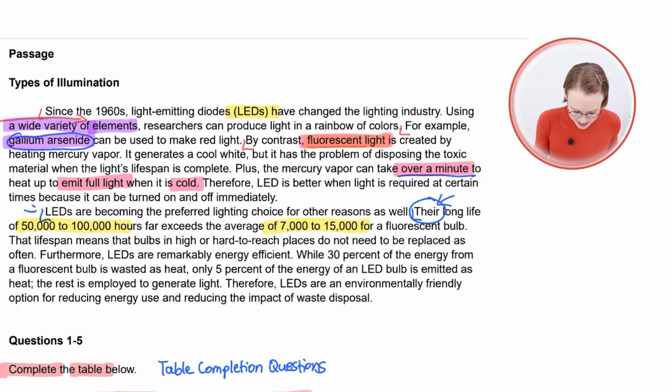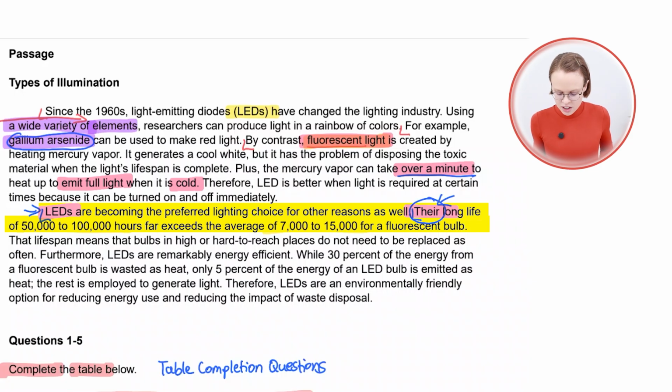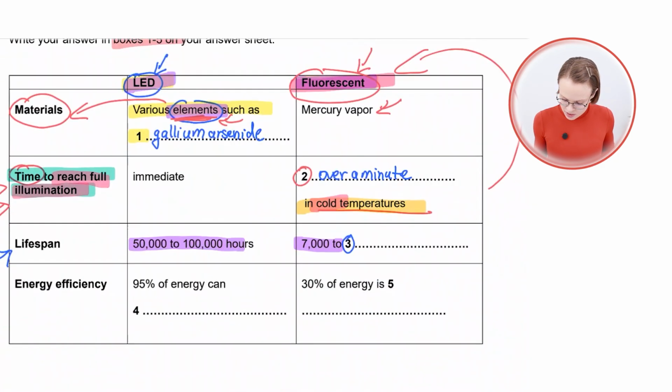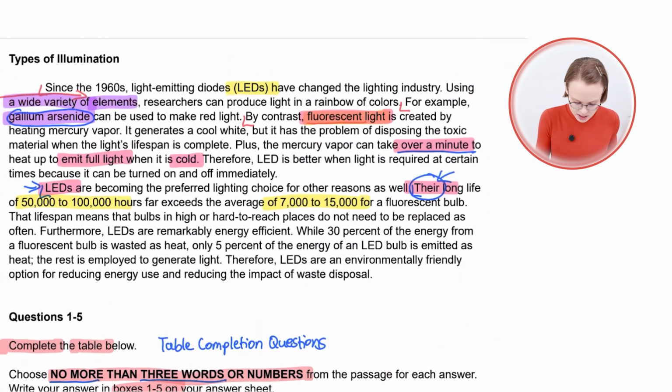Let's have a look at this sentence here. LEDs are becoming the preferred lighting choice for other reasons as well. So now we know that there refers to LEDs. This is crystal clear now. Let's continue reading. Their long life of 50,000 to 100,000 hours far exceeds the average of 7,000 to 15,000 for a fluorescent bulb. Now, this sentence gives us the correct answer, right? Because here it says 50,000 to 100,000 hours. And this is what we can see here.